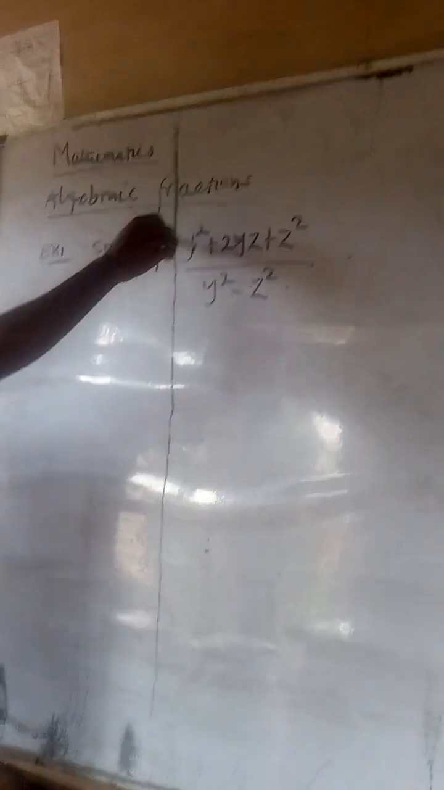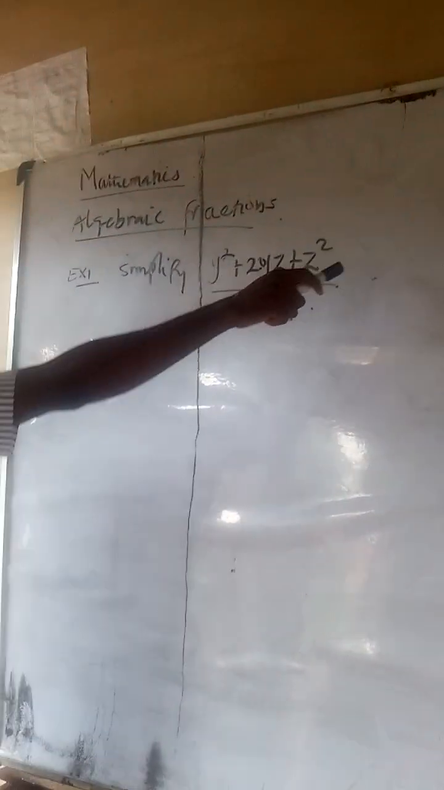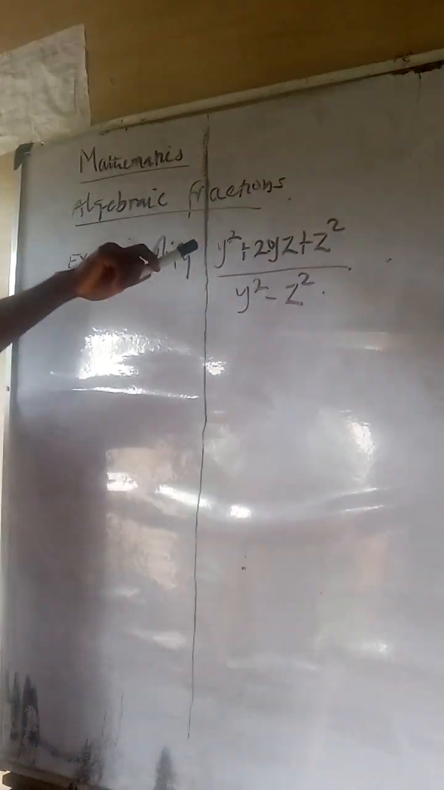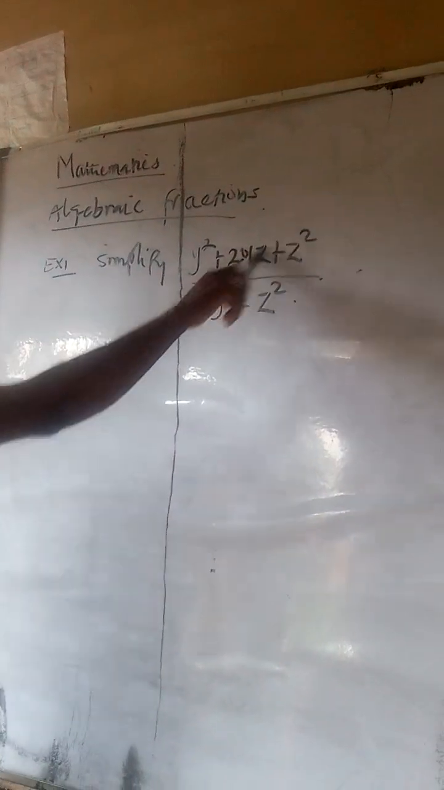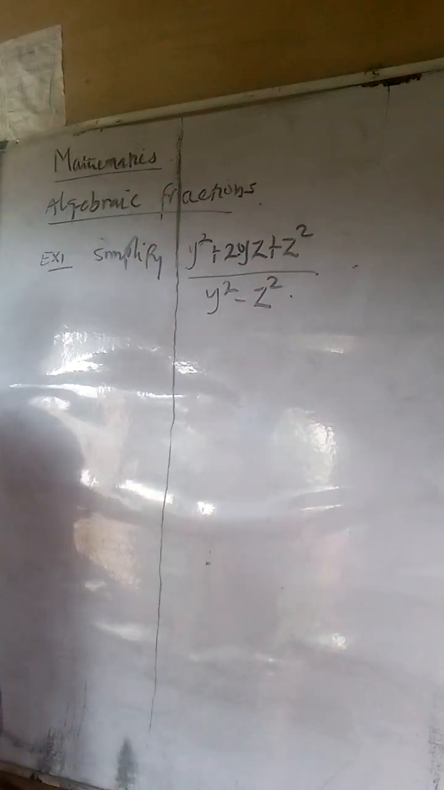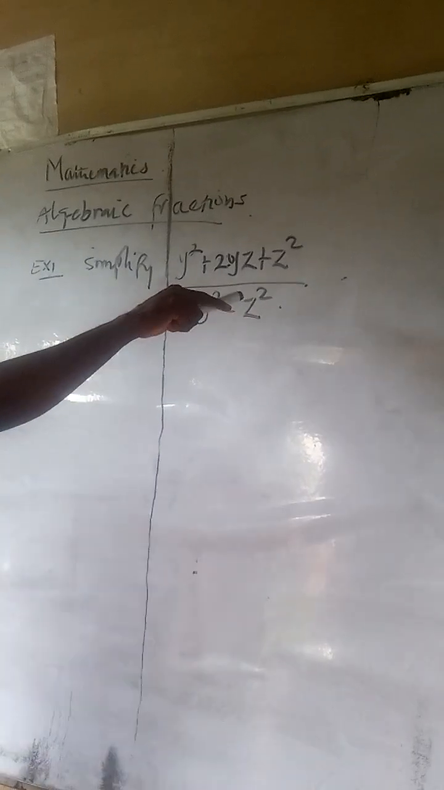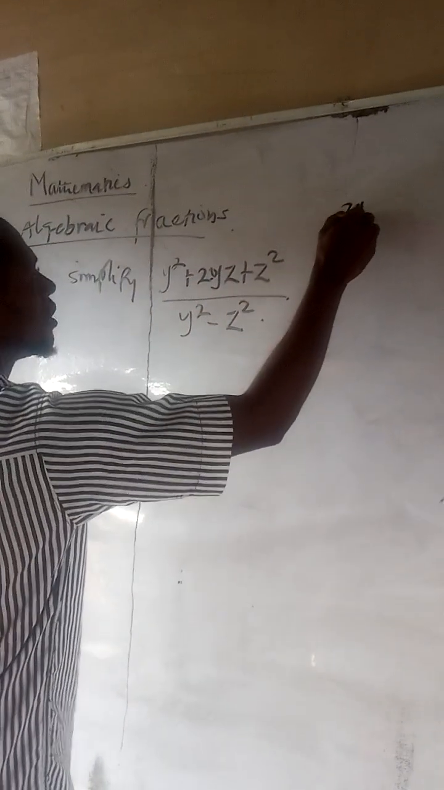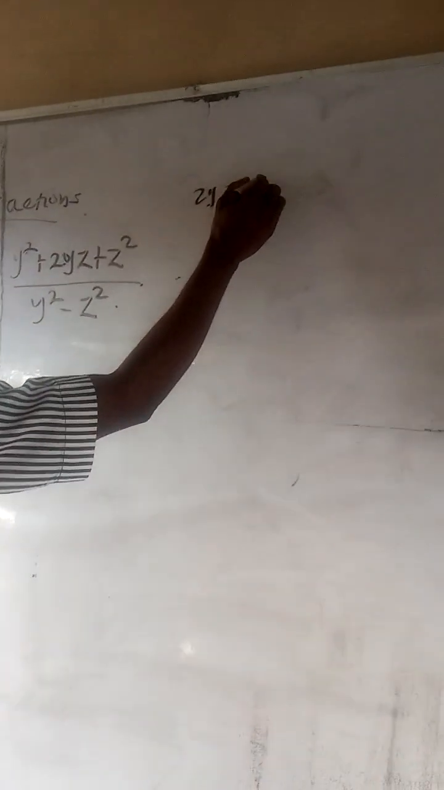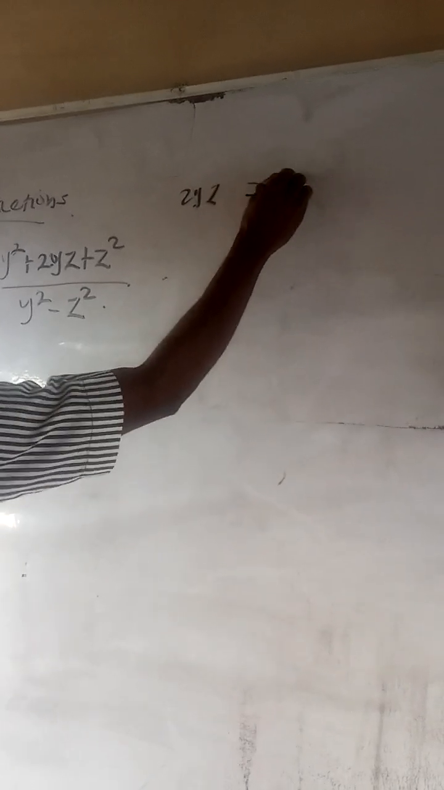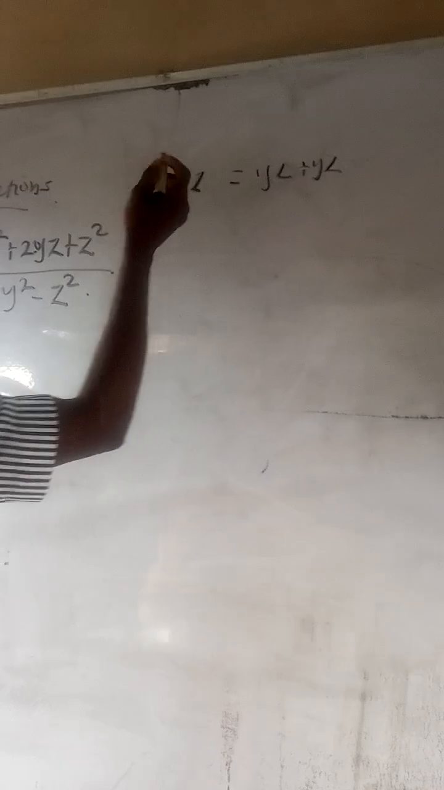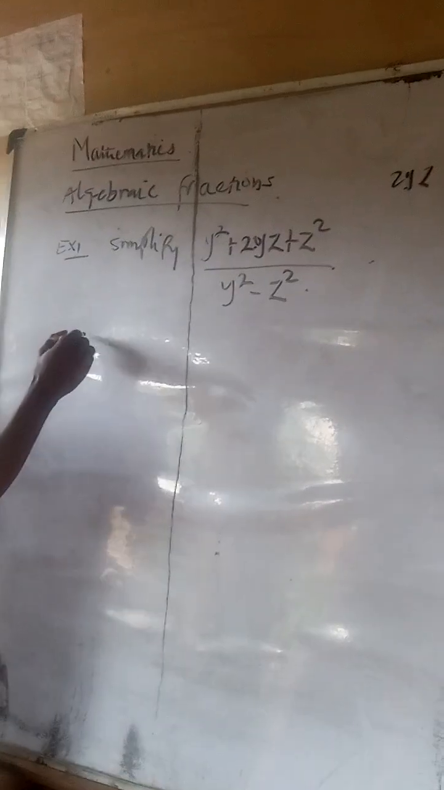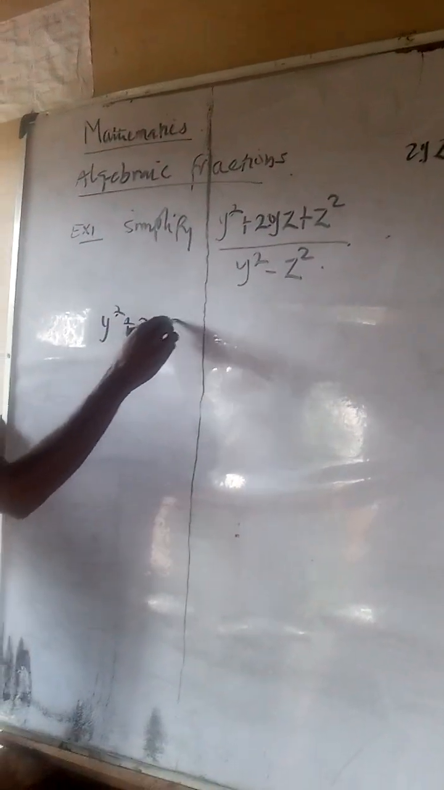We have an expression of this nature, which is quadratic in nature: y squared plus 2yz plus z squared, divided by y squared minus z squared, and we are to simplify this. But we know that 2yz is the same thing as saying yz plus yz.